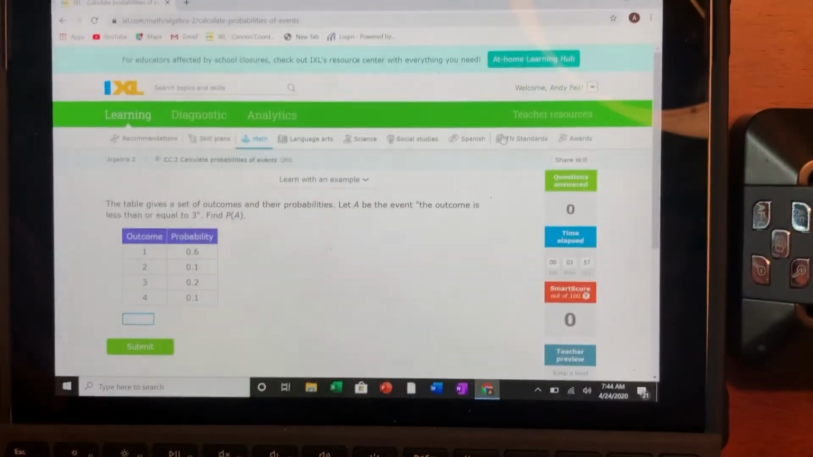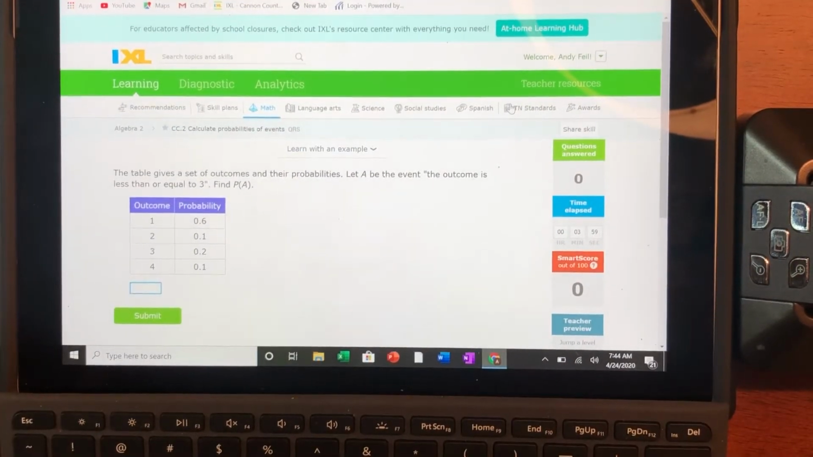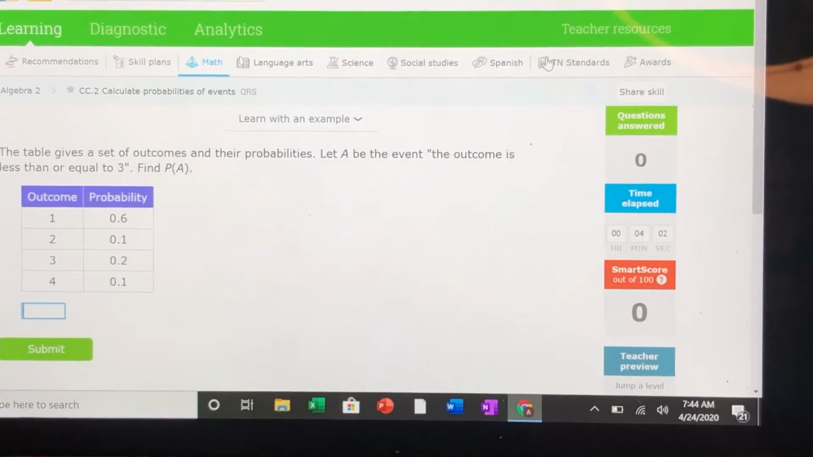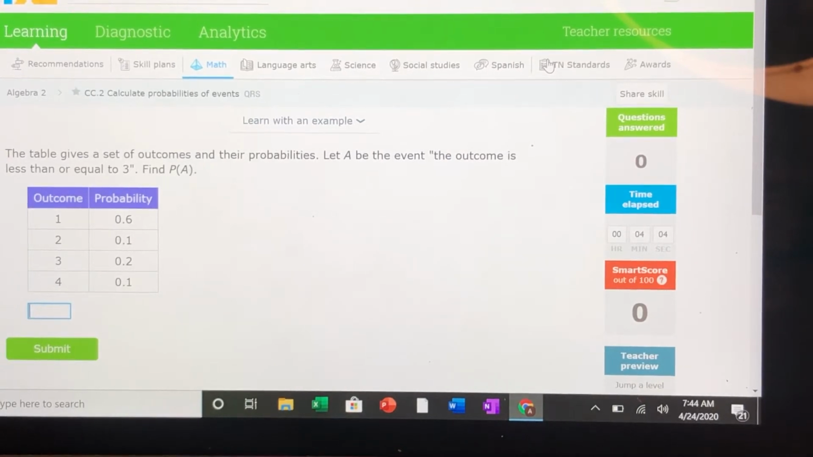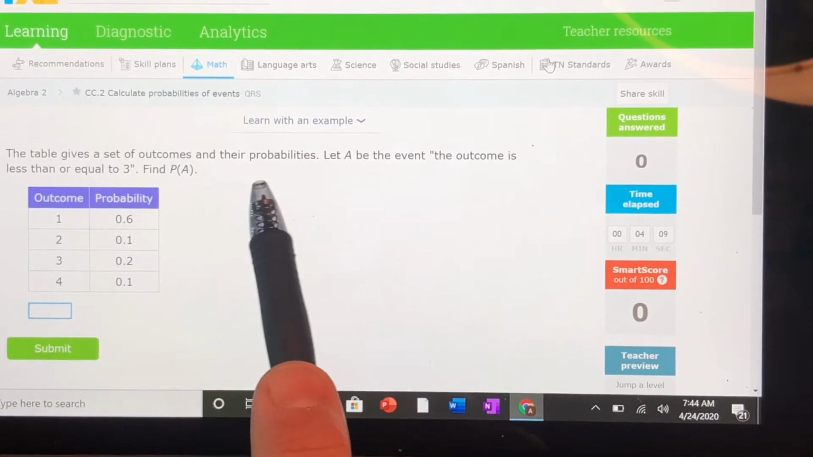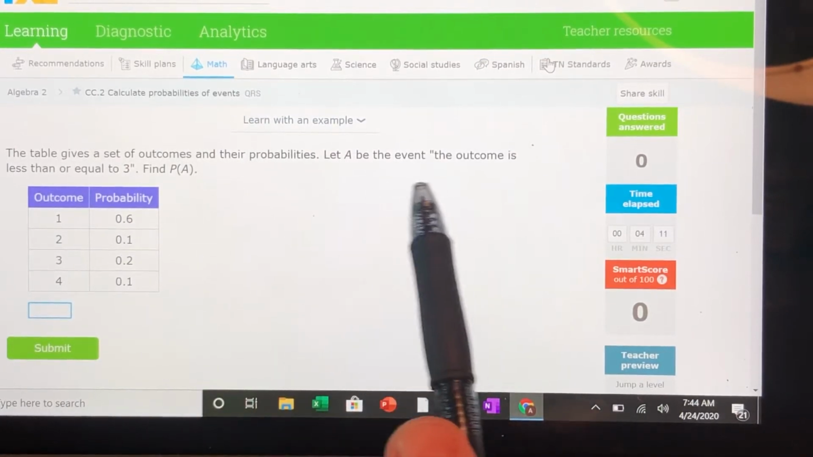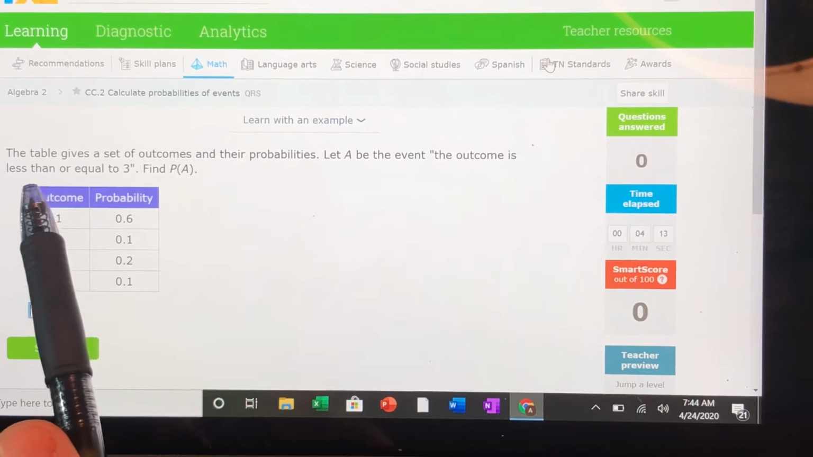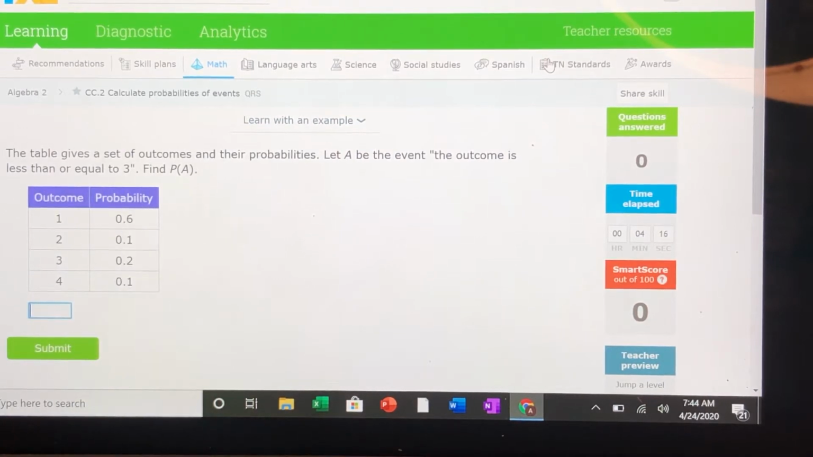So let's try. Here's the computer. This is CC2. And on CC2, we're just going to be finding some basic probabilities. This one says, the table gives a set of outcomes and their probabilities. Let A be the event that the outcome is less than or equal to 3. So on this one, there are 4 possible outcomes. Which of those outcomes are less than or equal to 3? Well, less than or equal, so the 3 is equal, 2 is less, and 1 is less.